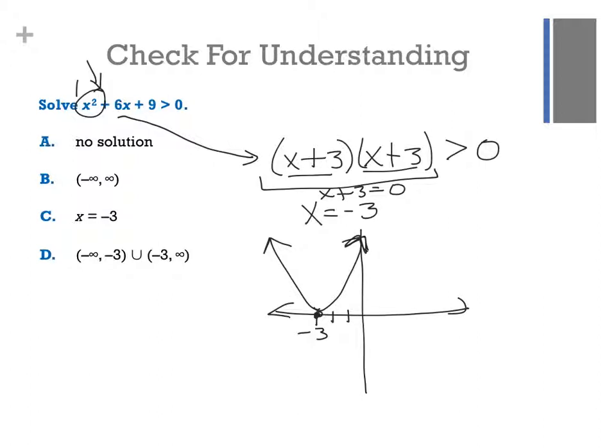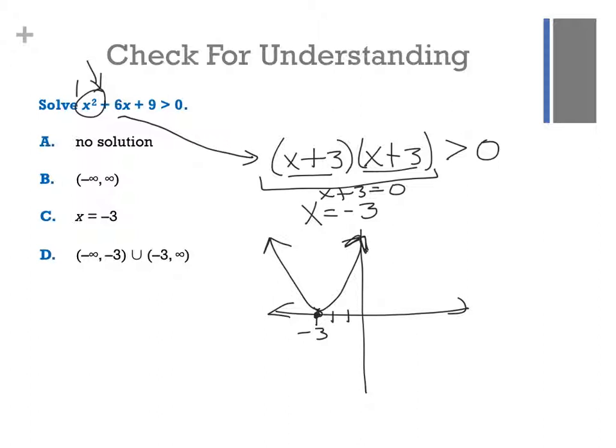So, looking at the graph of this function, I need to know where the graph is greater than 0. And if you look at the function here, the graph is greater than 0 from negative infinity until I reach this point right here at negative 3. At this point, the graph is no longer greater than 0, but it is equal to 0. And then after I hit that point, for the rest of the x values, the y-coordinate is greater than 0 again.